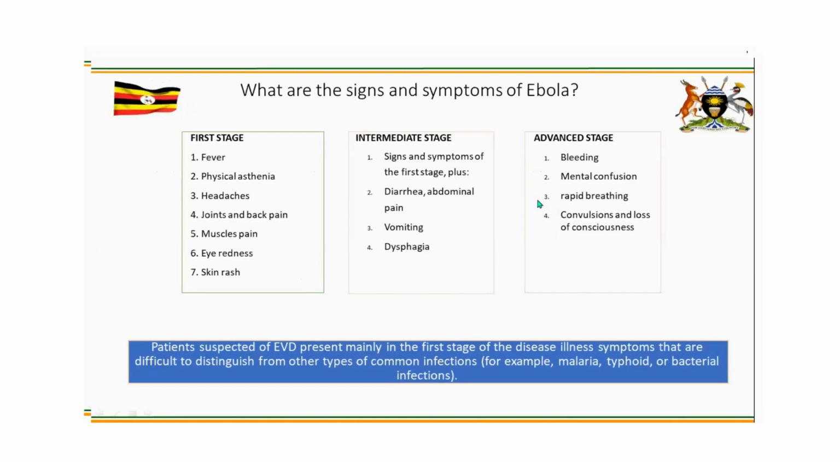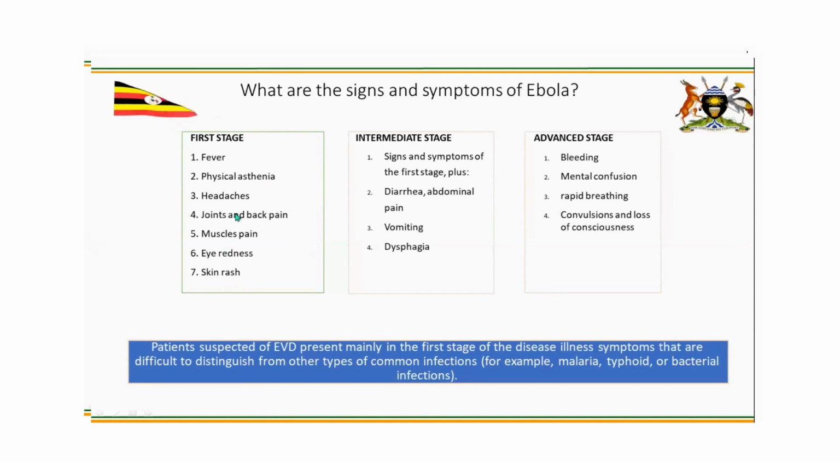And so what are the signs and symptoms of Ebola? Again, one would wonder, would you want to wait for all the bleeding? Is it going to be the case for all the cases coming to you? We're saying here that in the first stage of this infection, you find a patient presenting with unclear symptoms like fever, headache, muscle aches, muscle pain, joint pains, reddening of the eyes, and skin rash.